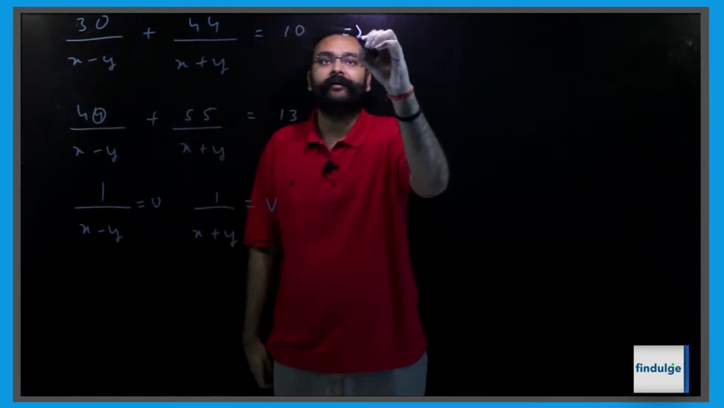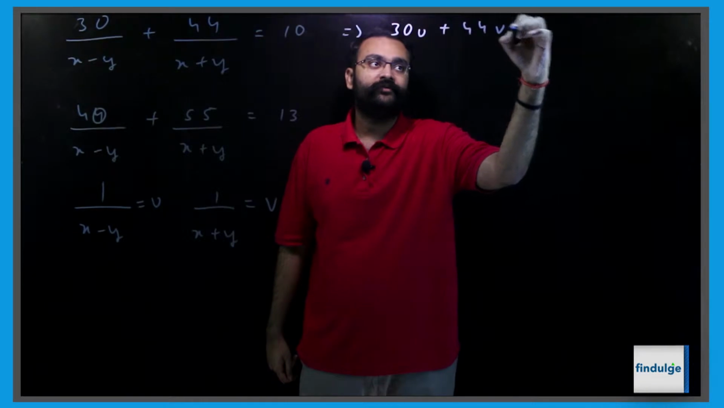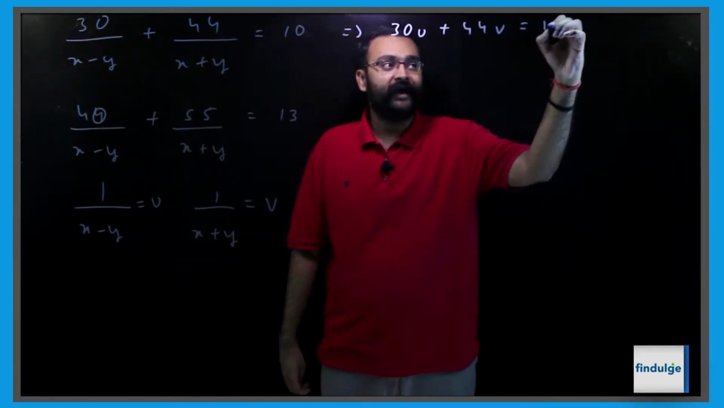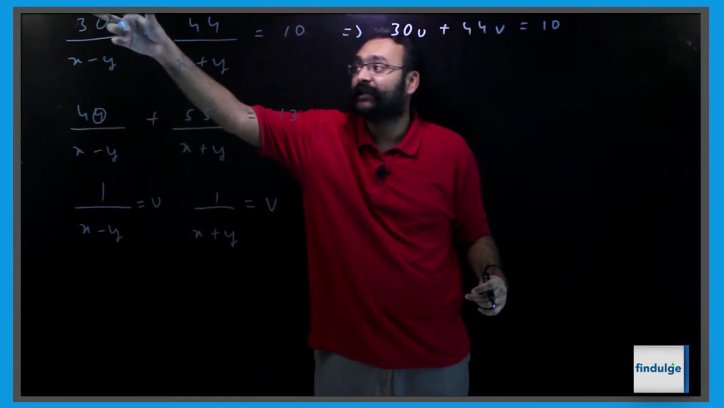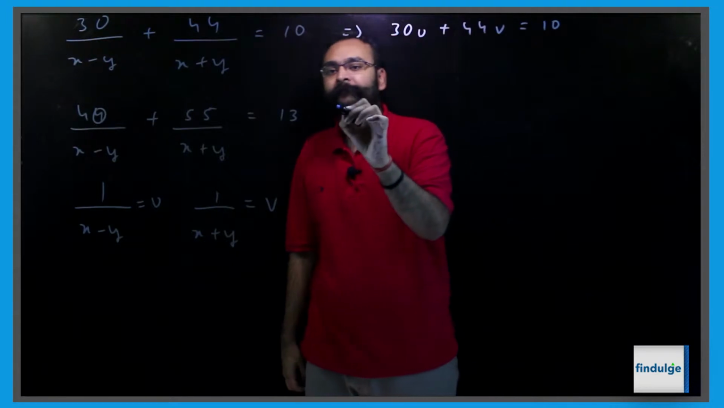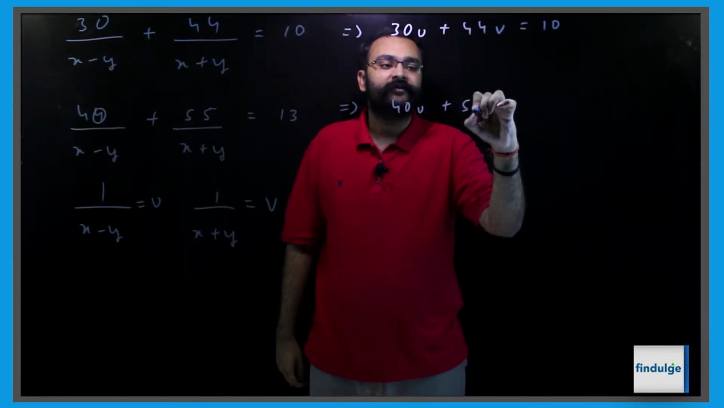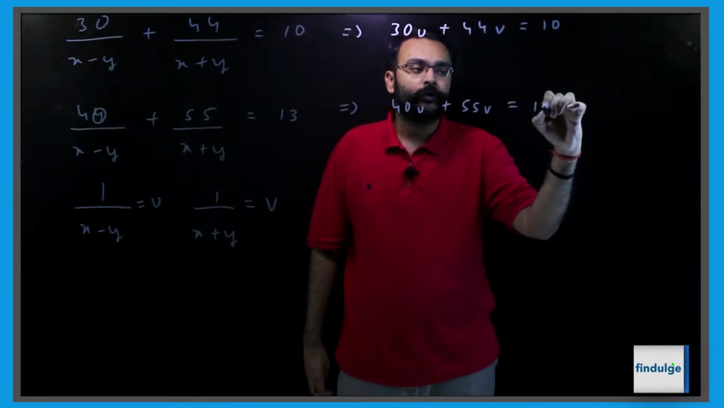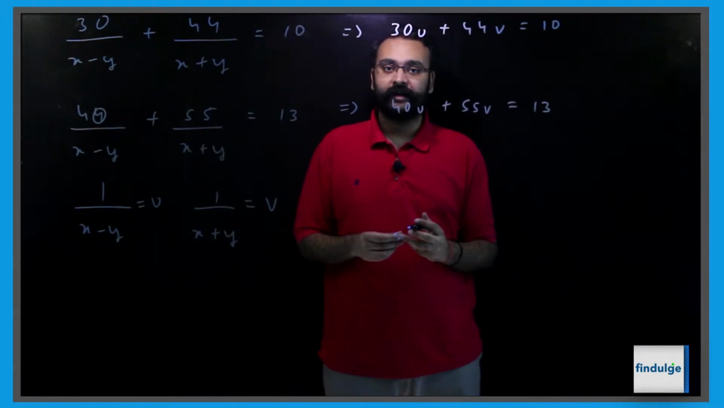So you end up getting 30u plus 44v is equal to 10. Like I said, 1 upon x minus y is u, which means 30 upon x minus y is 30u, 44v, and this one will become 40u plus 55v equal to 13. Now, of course, this you will solve like any linear equation.